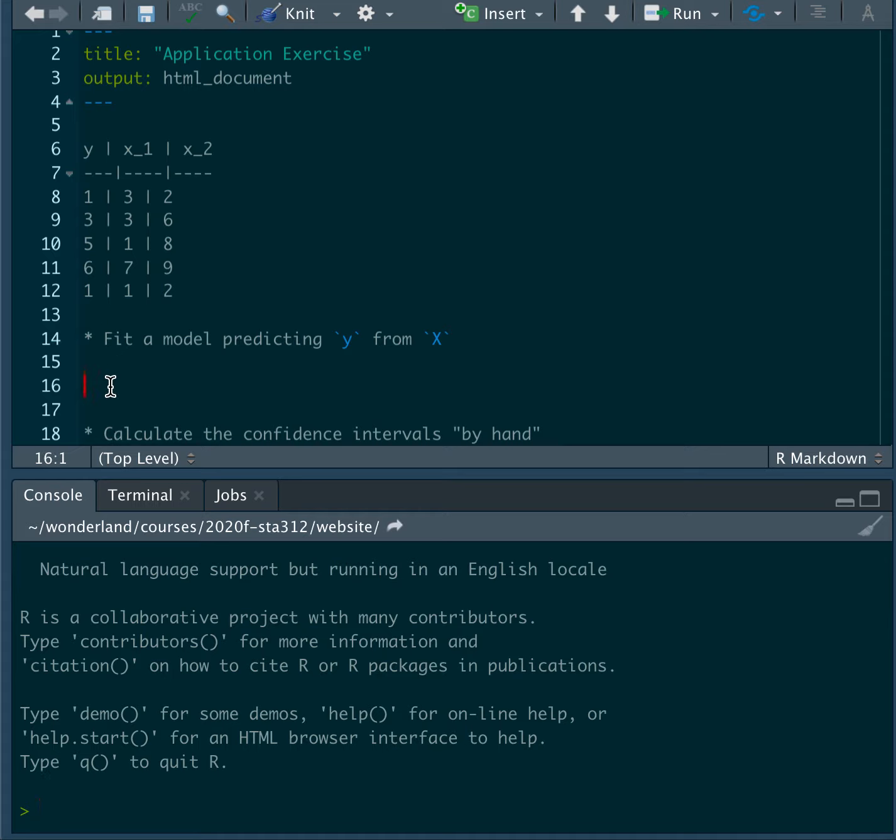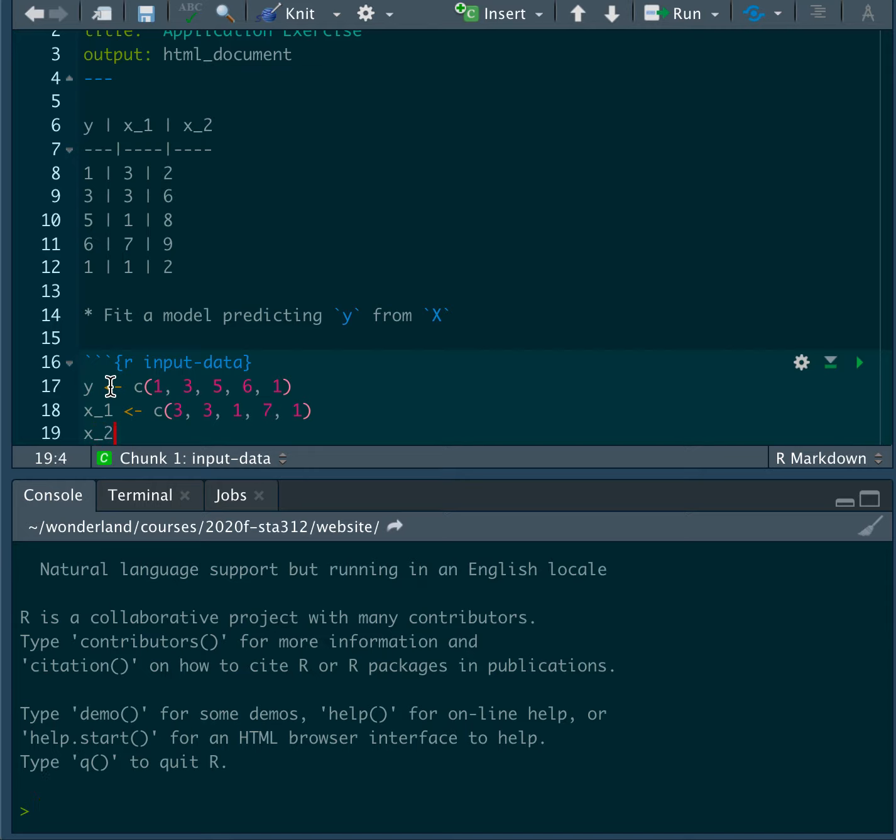So first, the easiest one to create is the y. So I'm gonna, let's call this chunk input data. So let's first make our vector y. And so this is 1, 3, 5, 6, 1. And now let's make our design matrix x. So I'm gonna do this in parts. I'm first gonna create a vector for x1, which is gonna be 3, 3, 1, 7, 1. And then I'm gonna make my vector for x2, which is going to be 2, 6, 8, 9, 2.